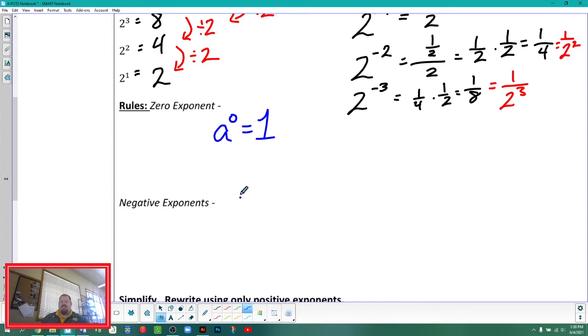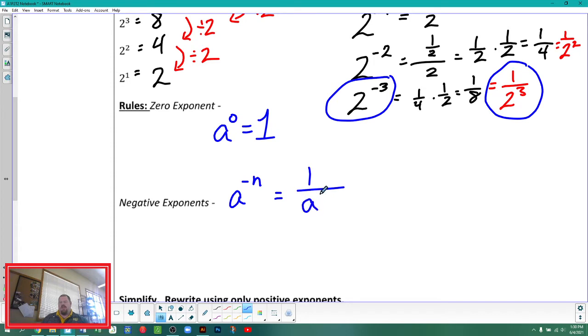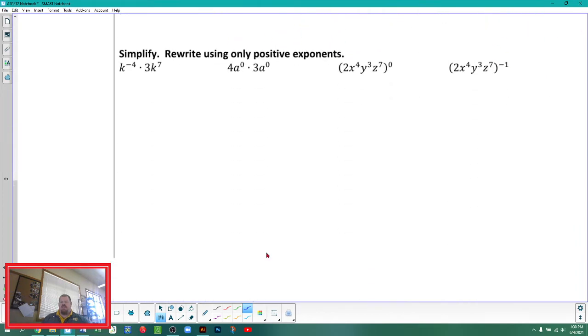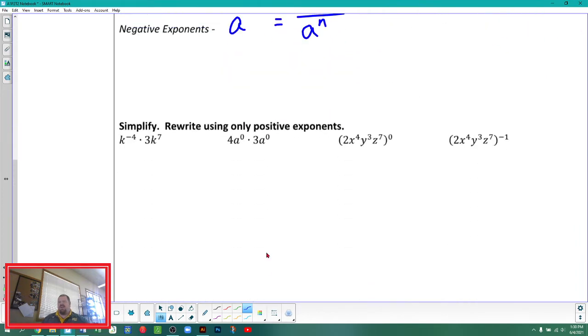But if I have a negative exponent, any number to the negative exponent, I'm going to use this idea that it started as 2 to the negative third, and it actually equaled 1 over 2 to the third. So this is going to be 1 over a to that positive n power. Now the main goal of today is to rewrite things without any negative exponents. We don't want negative exponents, and we don't even really want 0 exponents. We're going to simplify those.